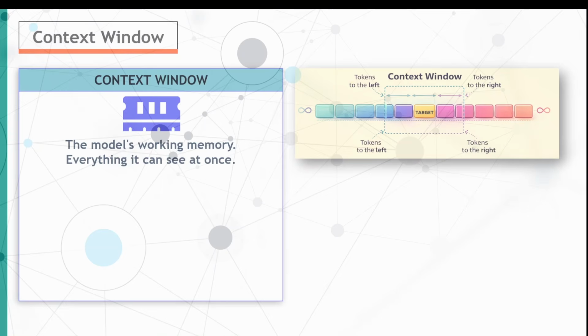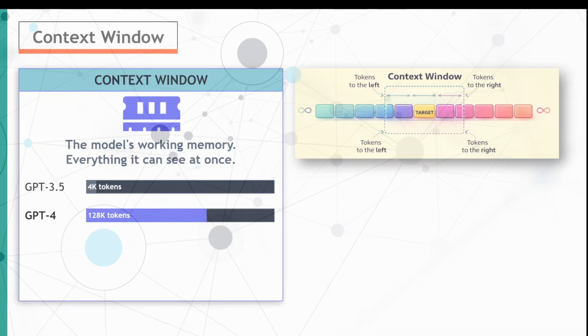Products like ChatGPT simulate memory by injecting summaries into the system prompt, but the base model itself has no memory at all. GPT 3.5 has a context window of 4,000 tokens, while GPT 4.0 has a context window of 128,000 tokens. Similarly, Claude has 200,000 tokens it can see in one go. That's the working memory of the model.